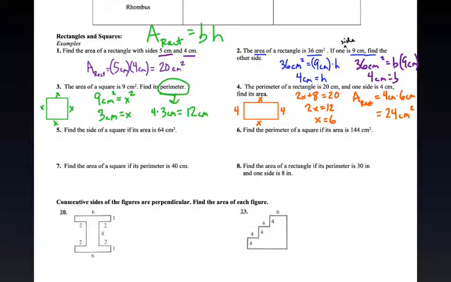Find the side of a square if its area is 64. Well, what squared is 64? It's 8. So 8 centimeters would be the length of the side if the area is 64. Find the perimeter of the square if the area is 144.